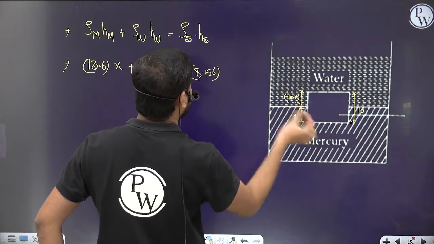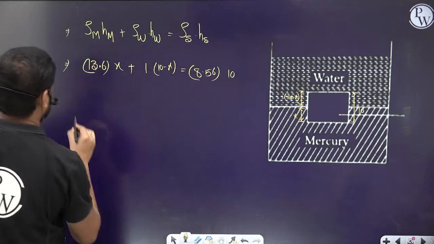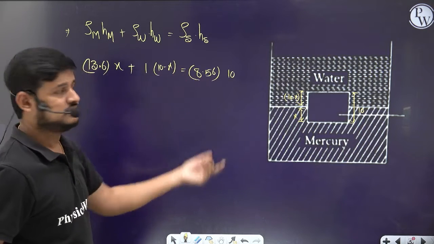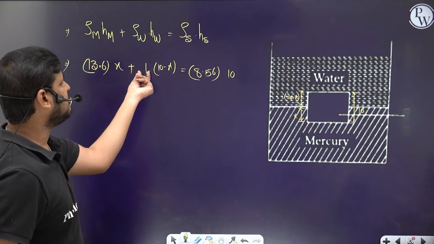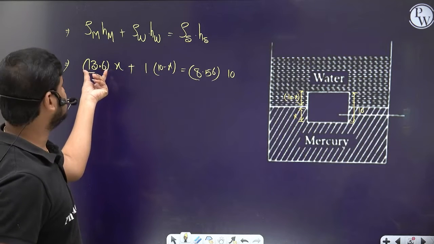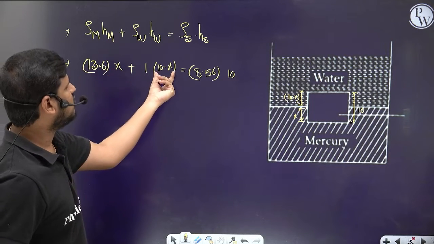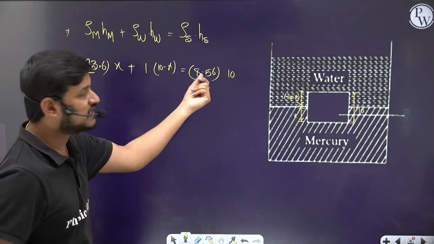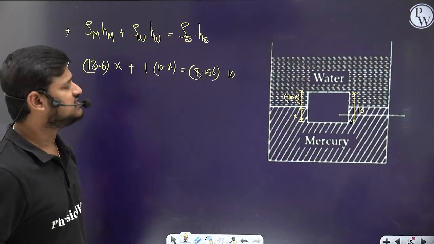What is the complete height of the solid? 10 centimeters. Everything is in centimeters only, so don't worry. Clear? This we have taken in gram per cc, this is relative density or specific gravity. This one is also in centimeters, and this one is also gram per cc or relative density or specific gravity. This one is also in centimeters only.